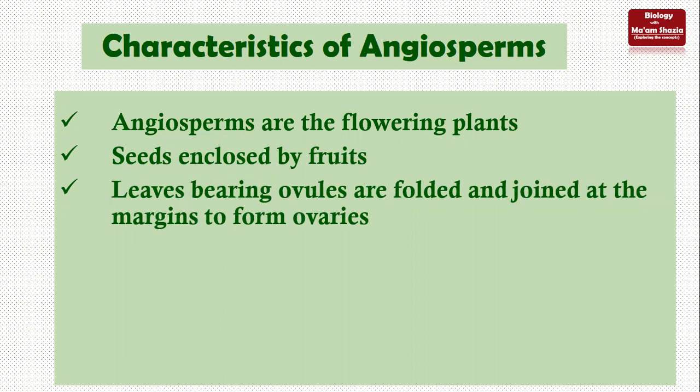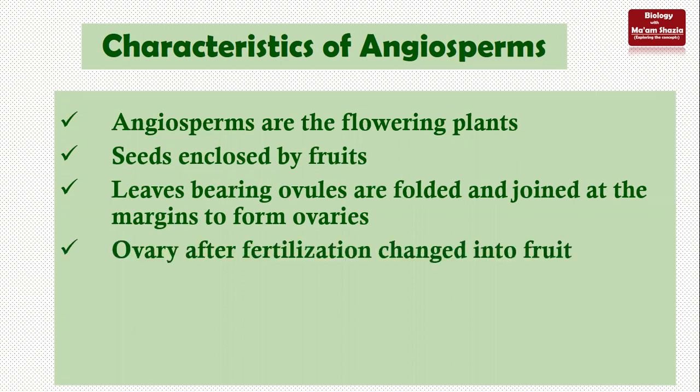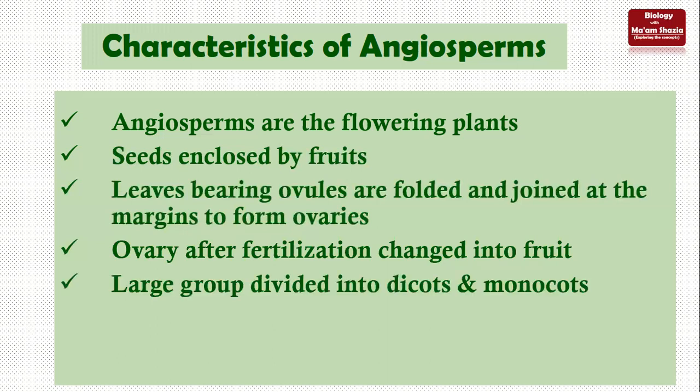So the margins of the ovaries have joined to each other, and they have formed a circular, cylindrical structure, which is called the ovary. That's why the ovules are present inside the ovary, which are converting into the seeds. The ovary after fertilization changes into the fruit. The ripened ovary is basically the fruit.